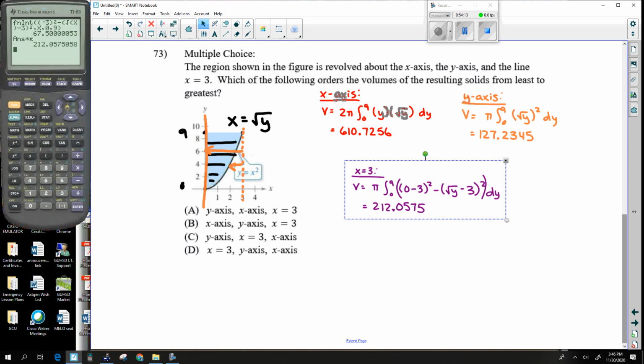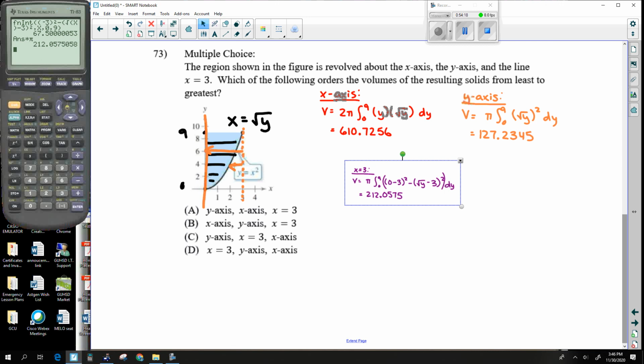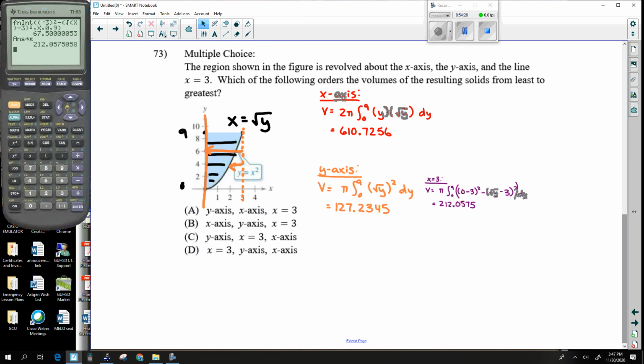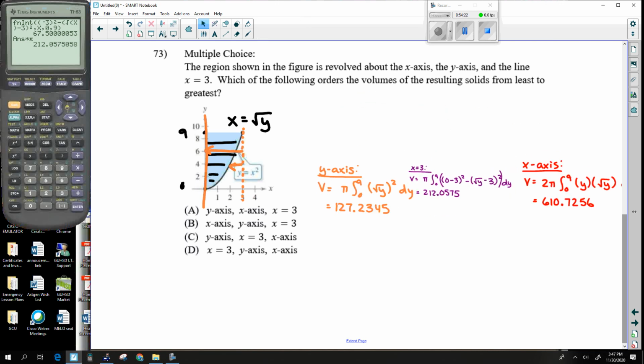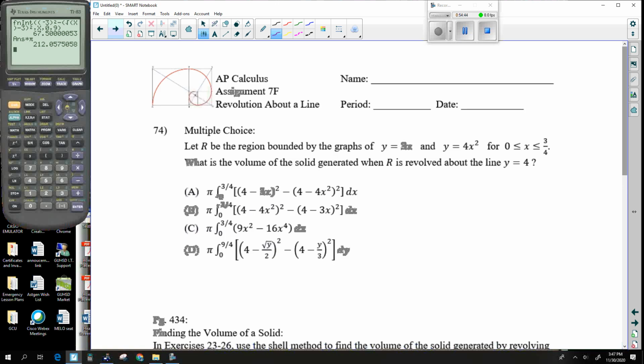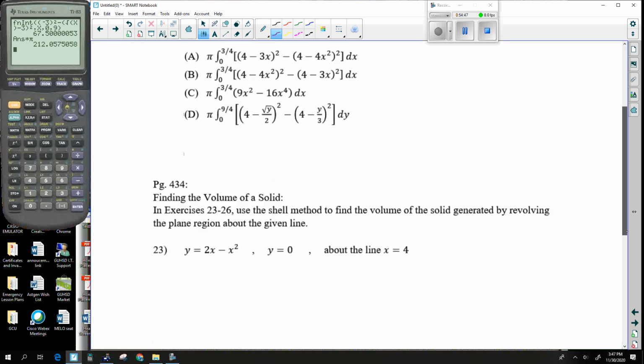Okay, so put these in order from least to greatest. Least to greatest. So least, second least, greatest. We'll go y 3x. Thought that was it.